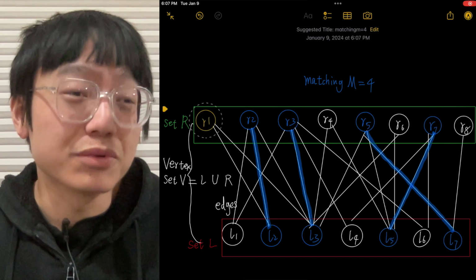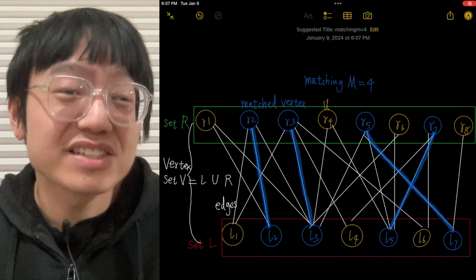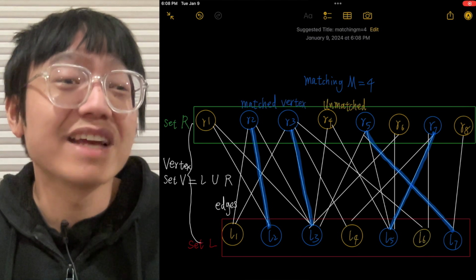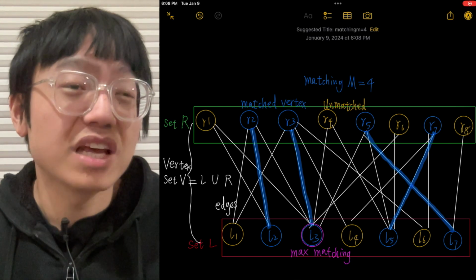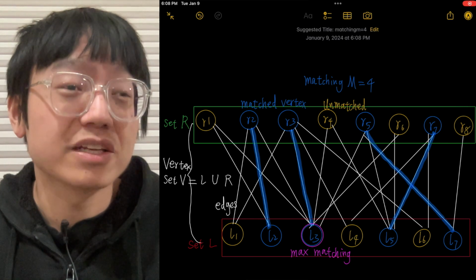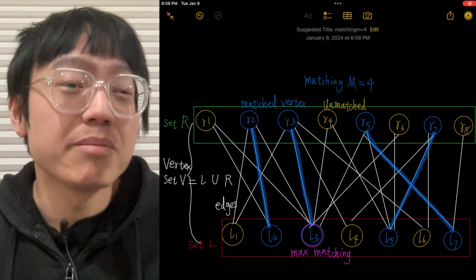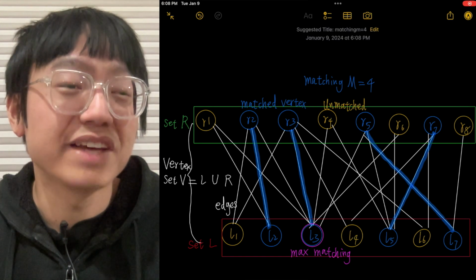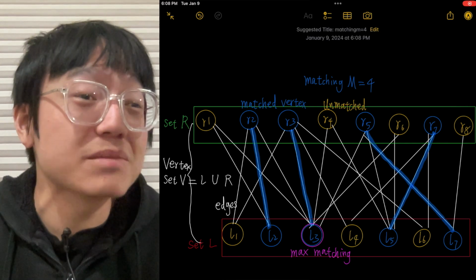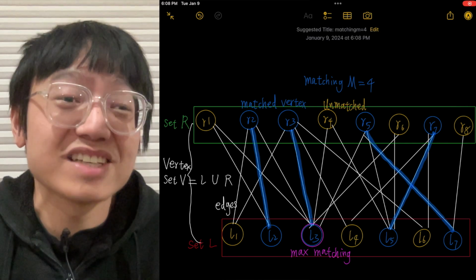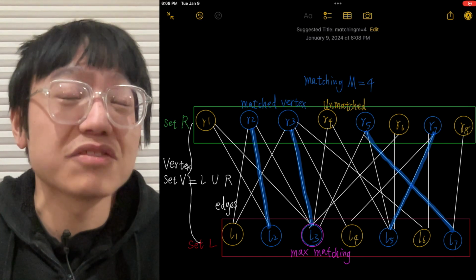Matched vertices are blue, indicating they are part of the matching M, and unmatched vertices are orange, indicating they are not included in the matching. The objective of matching in a bipartite graph often involves finding the maximum matching, which is the matching with the highest number of edges. In this case, the matching with cardinality 4 is not the maximum possible because there are vertices in set R that are not matched and could potentially increase the size of the matching.